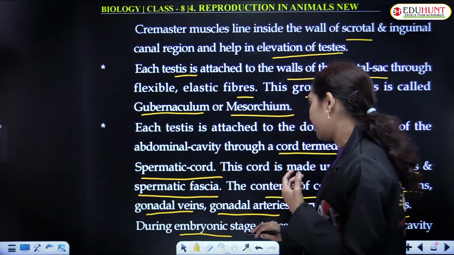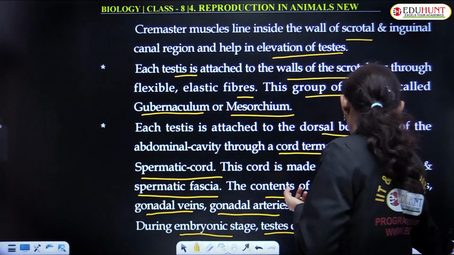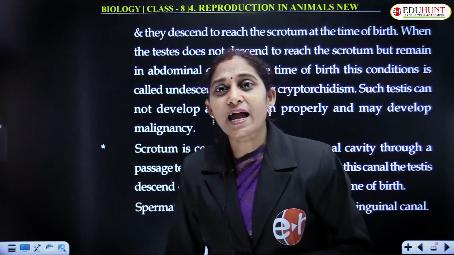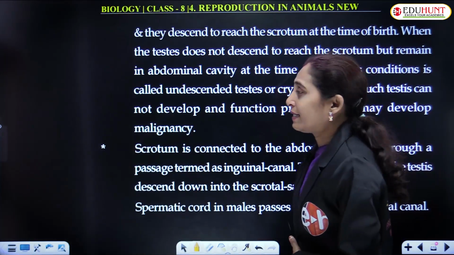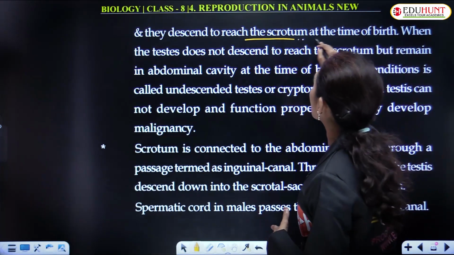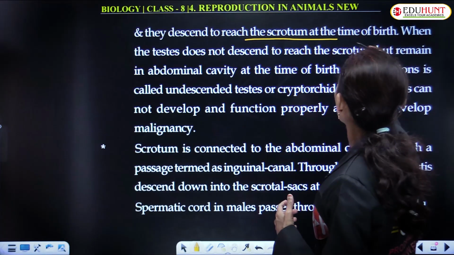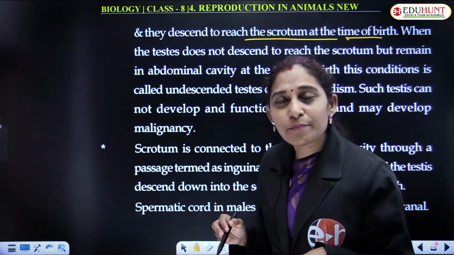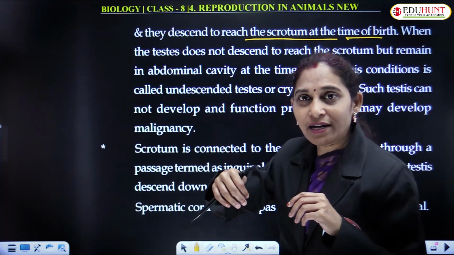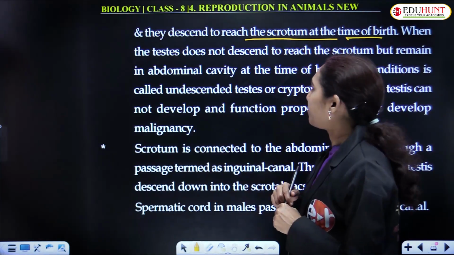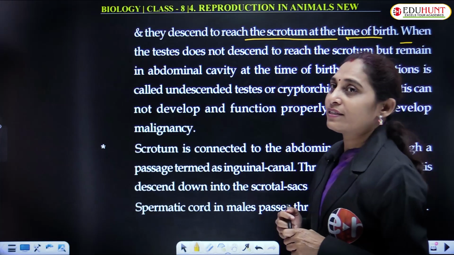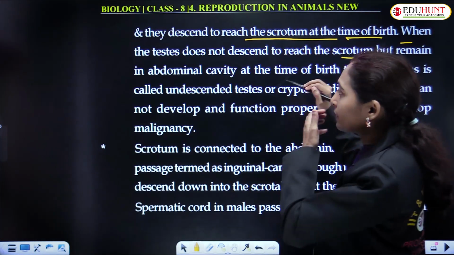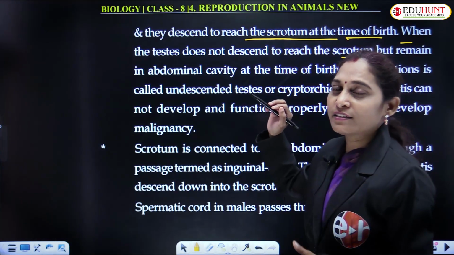At that condition, during the embryonic stage, the testis develops in the abdominal cavity. In the abdominal cavity, the testis develops, and they descend to reach the scrotum at the time of birth. They just come down from the abdominal cavity, and when the testis does not descend to reach the scrotum but remains in the abdominal cavity, it is a disorder.